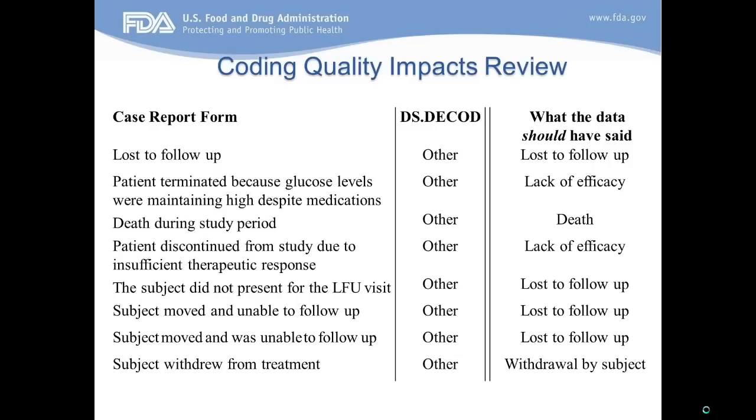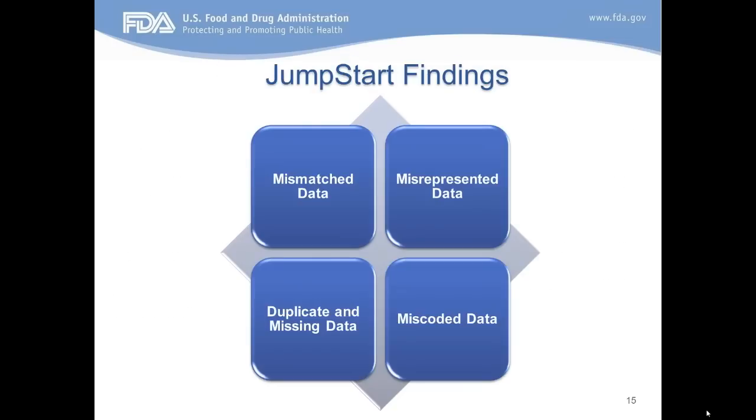Death during the study period was coded to other. Well, it should have been coded to death. And you get the point, right? So you can go through. We actually do that manually because this helps the reviewers. We don't tell them how to change it. We just say you have these inconsistencies, and they decide what that means. They decide whether the coding associated with this case report form is what it needs to be, and whether that impacts the way the assessment happens for them. So this is what our data fitness pieces are doing.